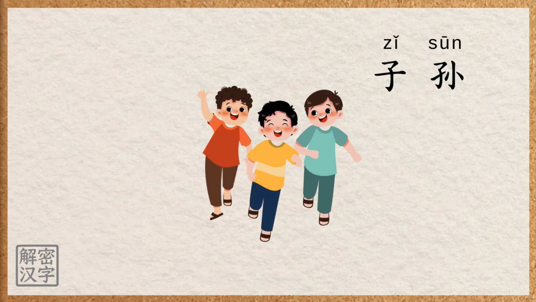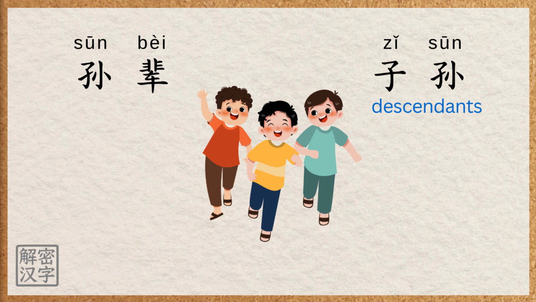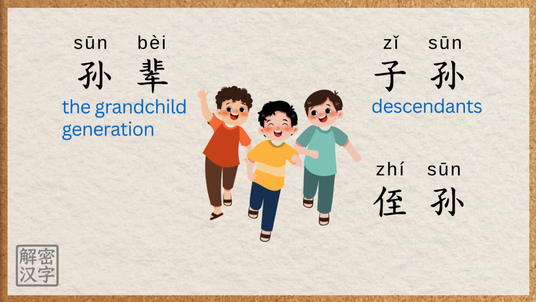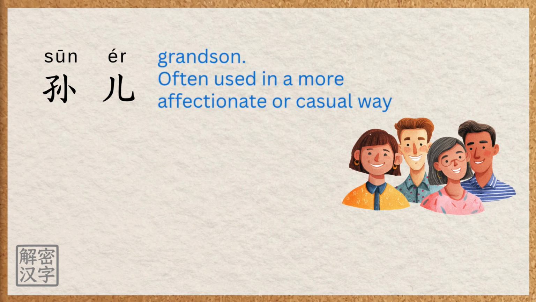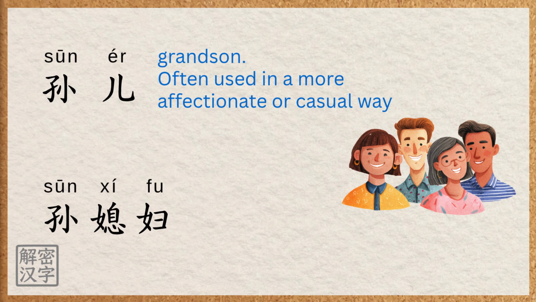Zisuan means descendants. Sunbei means the grandchild generation. Zhisuan means grandnephew. Zhangsun means eldest grandson. Sun'er means grandson, often used in a more affectionate or casual way. Sun Xifu means grandson's wife.